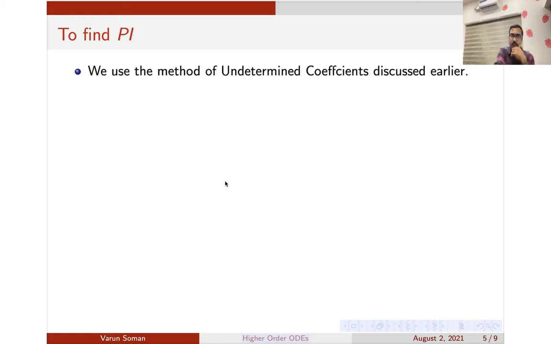Now to find the PI, if you know undetermined coefficients, it's the same thing. You look at the RHS, and your particular solution will be assumed to be of the form of the RHS. You will write the particular solution just like that. There will also be two complications. When we discuss undetermined coefficients, the RHS may contain two functions. For example, it may contain some e raised to 2x plus x square.